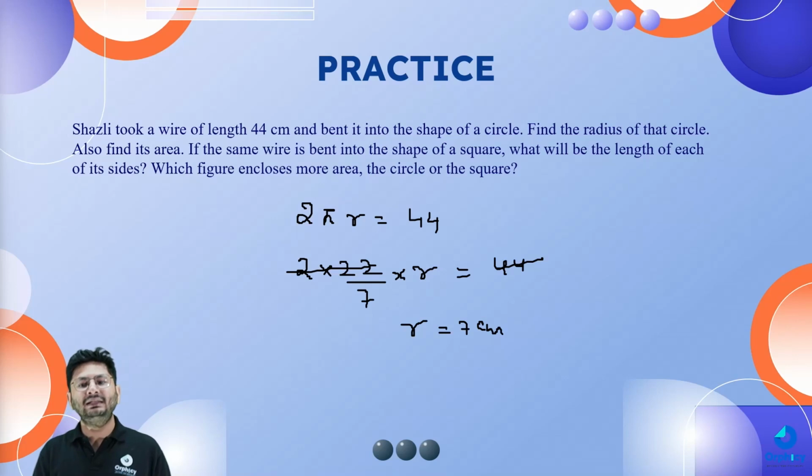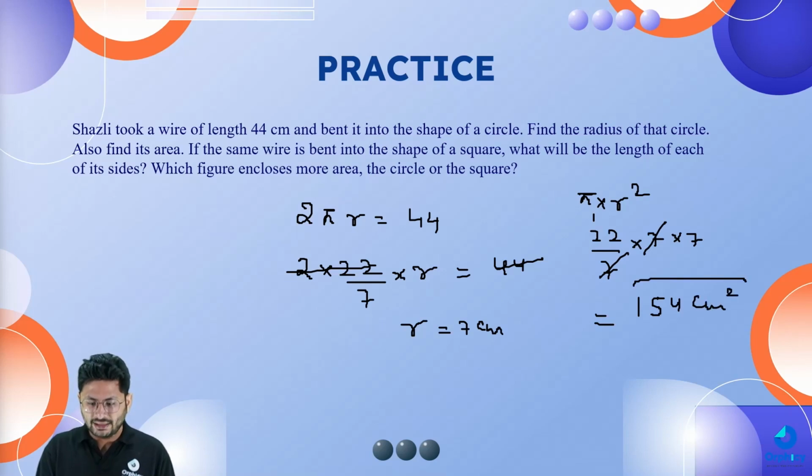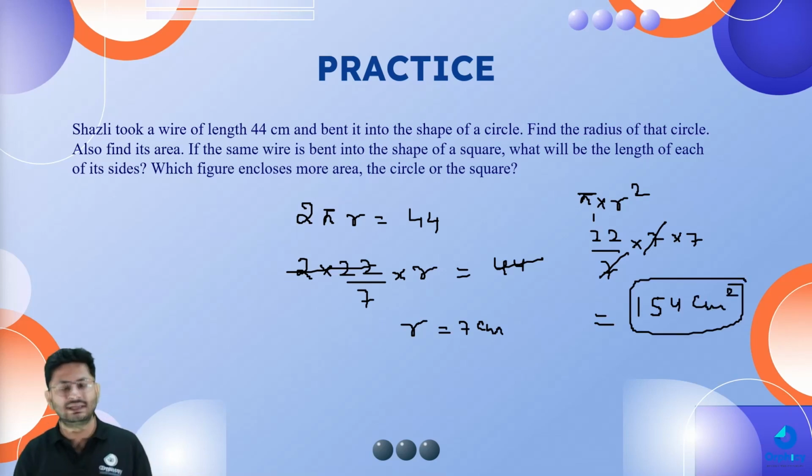Now we have to find the radius of the circle that we have already found. Then we have to find out what is the area. So area क्या होता है? Pi into r square. So 22 by 7 into 7 into 7. So 7 से 7 cancel out. 7 into 2 14, 7 into 2 14, 154 centimeter square. This is the area of the circle. So हमारे पास radius आ गया, that is 7 centimeters, and the area of the circle is 154 centimeter square.